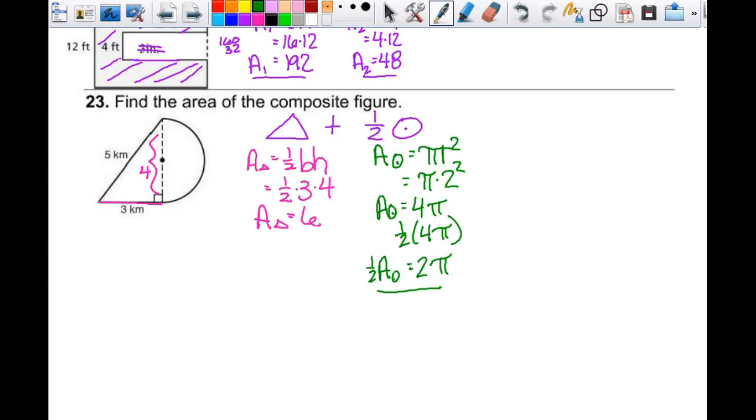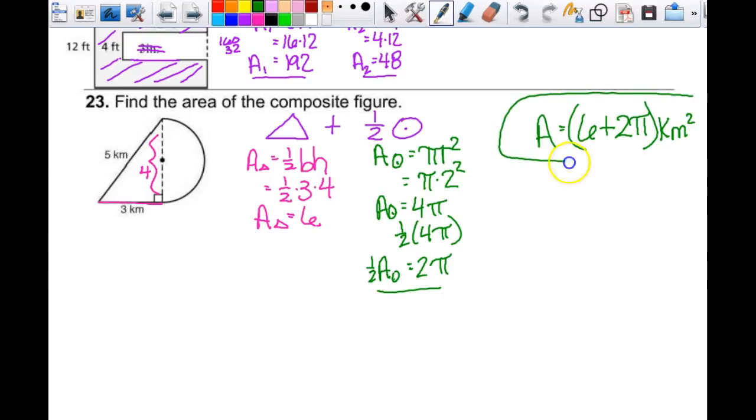So I found the area of the triangle. I found half the area of the circle. All I have to do is add them together now, and my final area is going to be the triangle, which is 6 plus 2 pi. That does not combine to be 8 pi because they're not like terms. That's the best I can do, and that's kilometers squared. And whether it's 6 plus 2 pi or 2 pi plus 6, it does not matter either way. Okay? All right, 24.